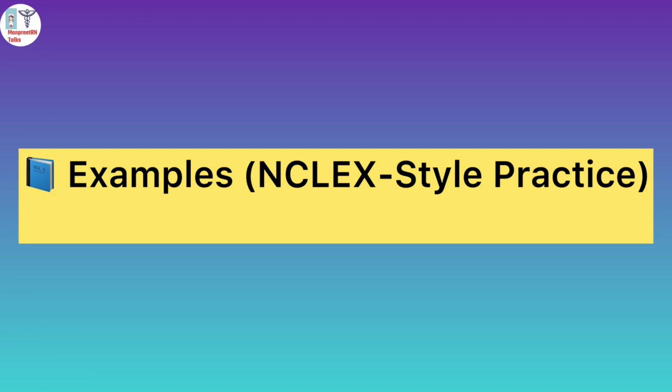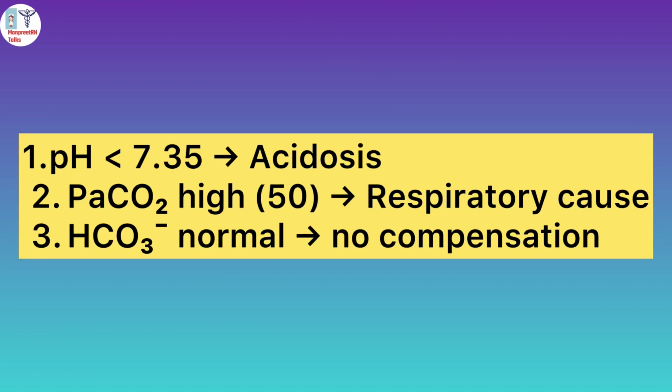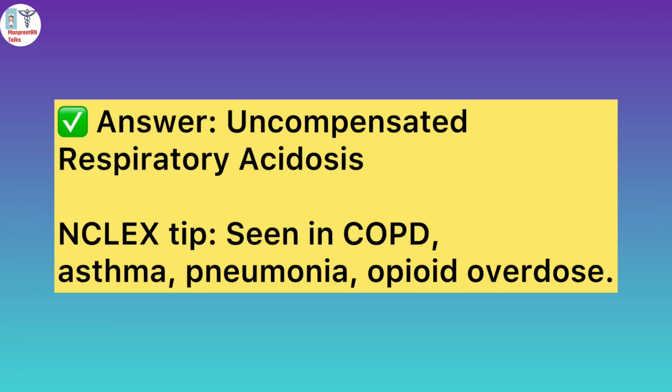For example, first, the pH is 7.3, PaCO₂ is 50 mmHg and bicarb is 24. Let's solve it. pH is less than 7.35, so it means acidosis. PaCO₂ is high, normal is 35 to 45, it is 50, so it is a respiratory cause. Bicarb is 24, normal is 22 to 26, so that is normal, so there is no compensation. The correct answer is uncompensated respiratory acidosis.